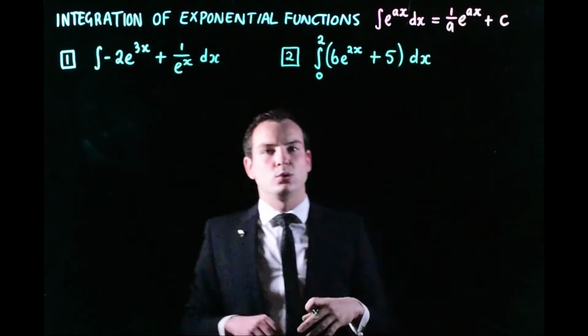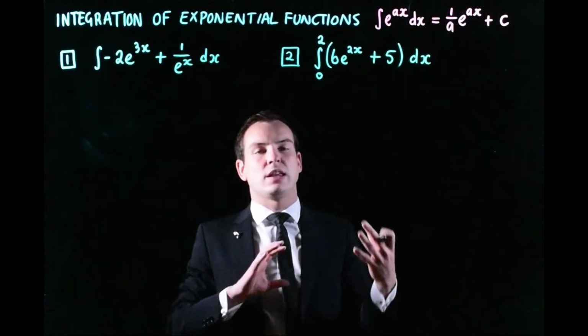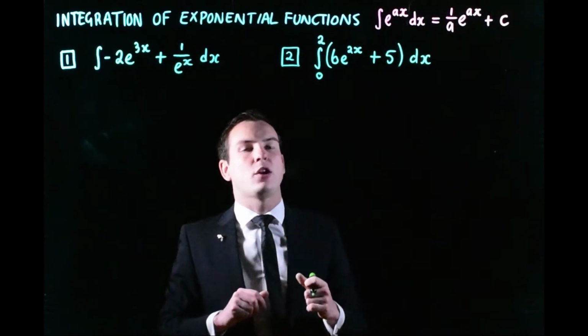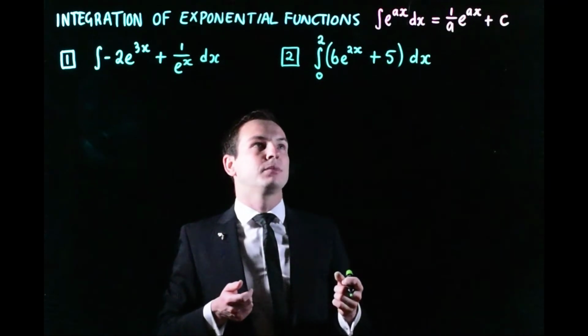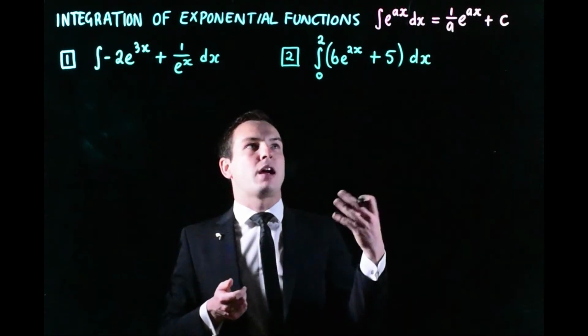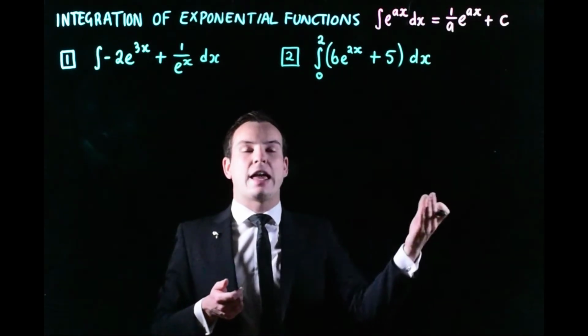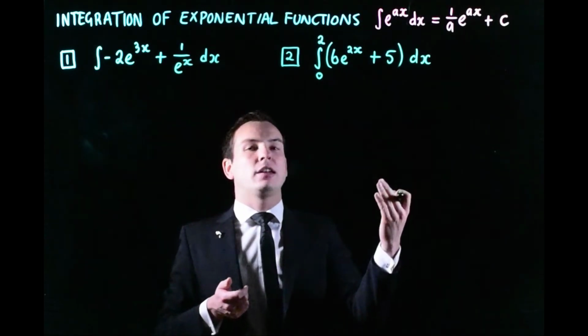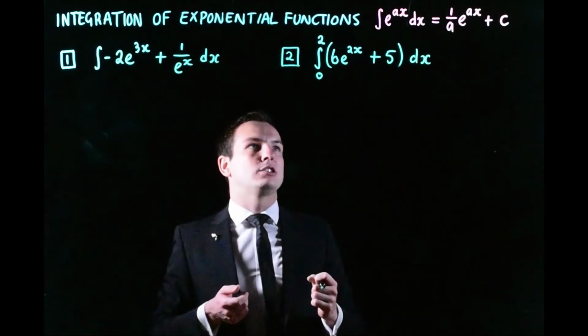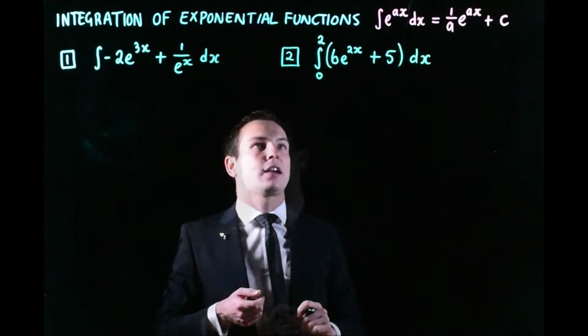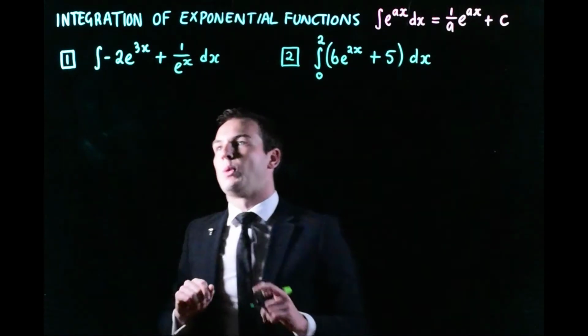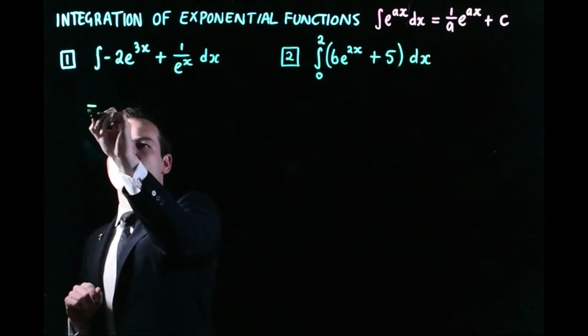The more of these rules that you will encounter, the more you'll see that really all of them are just describing the opposite of differentiation. So when you differentiated an e to the power of ax function, you got ae to the ax. And now when you integrate, instead of multiplying by the a, you're now going to divide by that coefficient of x. So first up for question 1, I'm just going to rewrite this slightly.